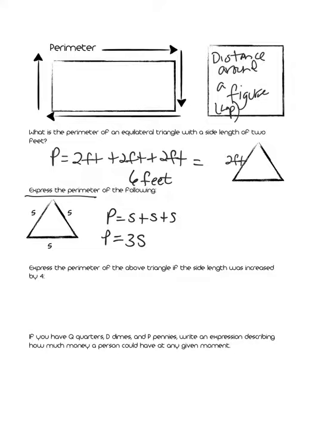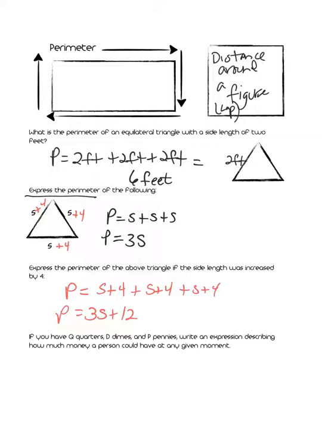What if you were asked to find the perimeter of the above triangle if the side length was increased by 4? That would mean that, I'm going to change the color of my pencil for a second. That would mean that you were adding 4 to all 3 sides. And so you would have s plus 4 plus s plus 4 plus s plus 4, which is 3 s's. And 4 plus 4 plus 4 is 12.